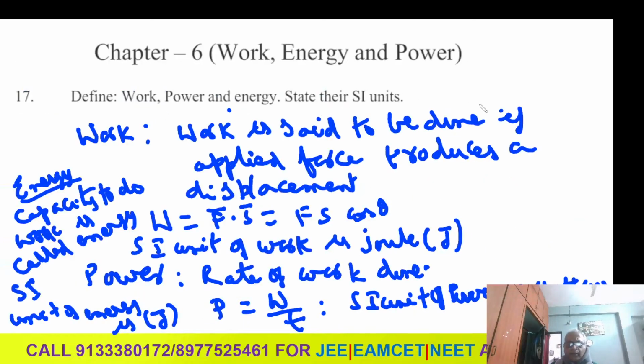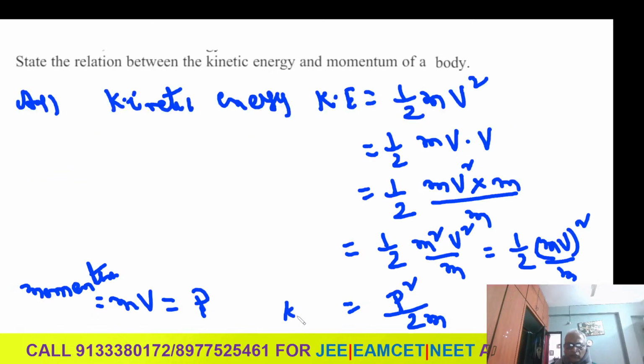Relation between kinetic energy and momentum. You can derive kinetic energy, half mv square. Kinetic energy is also given by the formula p square by 2m, where p is nothing but momentum and m is nothing but mass. So in examination, whenever you are writing a formula, you have to mention what is m, what is v. Compulsorily you have to mention.